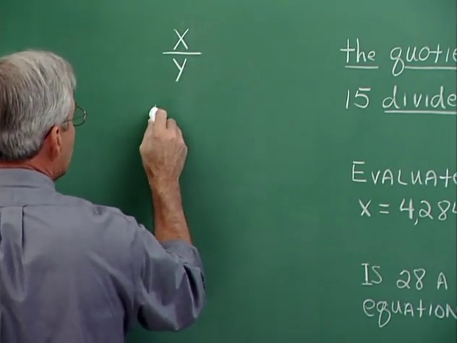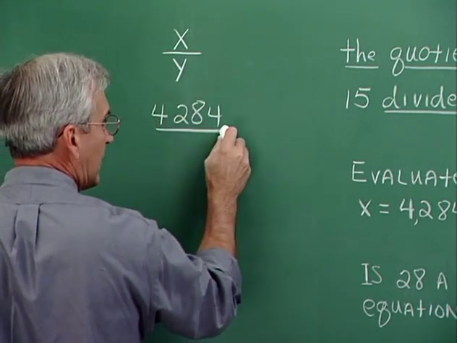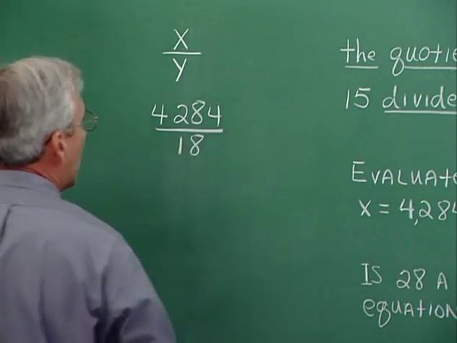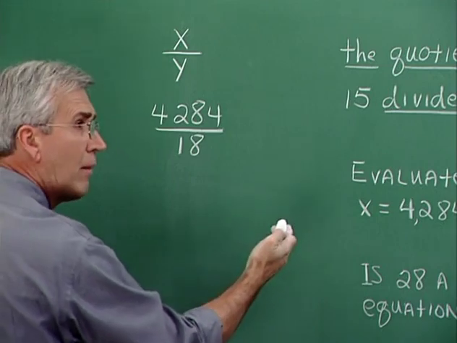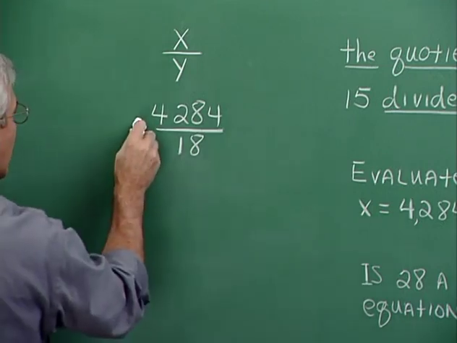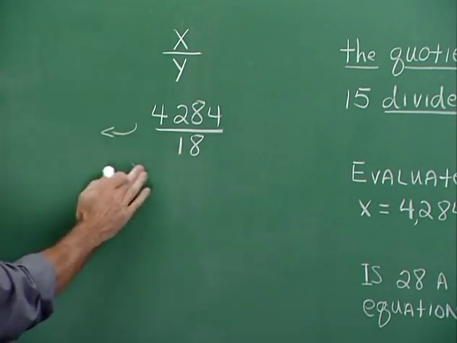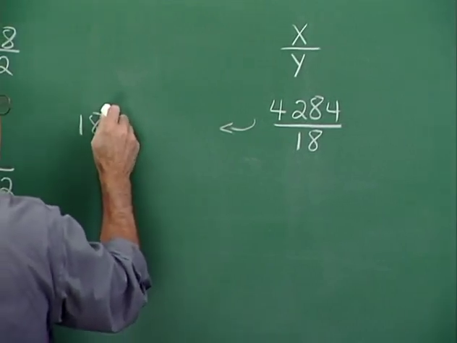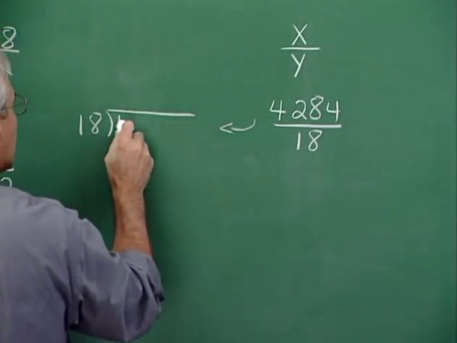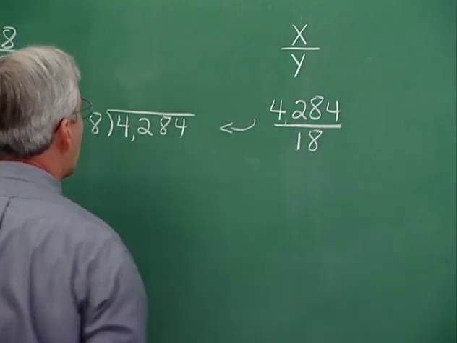Now, x is replaced then with 4,284. Y is replaced with 18. Now, it is a fraction. It is an implied division problem. So we can leave this area, we can come out to the side of this and perform that indicated operation. And that indicated operation is division. 18 is the divisor. The dividend is 4,284. And away we go with our process.